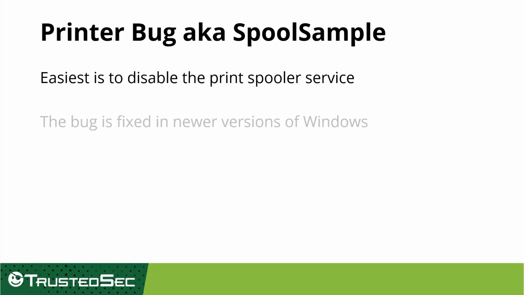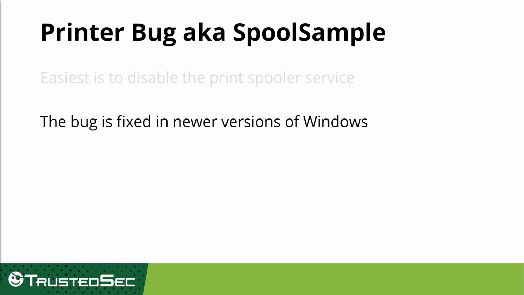So how do we fix the printer bug? How do we prevent attackers from abusing this? The easiest way is to disable the print spooler service on all the systems that don't need it. It's in many cases an unnecessary service. The bug is fixed in the newest versions of Windows Server and Windows Client, so upgrading is also an option.